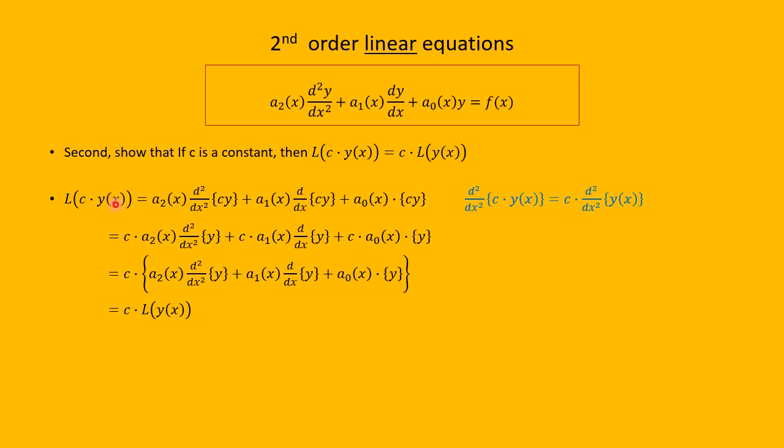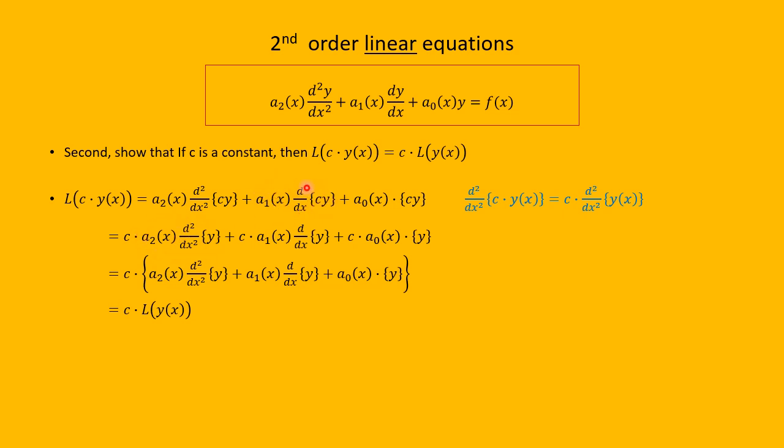So L of c times y of x, according to our definition of L, is a sub 2 of x times the second derivative of c times y of x, plus a sub 1 of x times the first derivative of c times y of x, plus a naught of x times c times y of x. And then, using the property that we can pull these constant multiples outside the derivatives, we can write that as c times a2 times the second derivative of y with respect to x. So this first term here simplifies or expands to this.